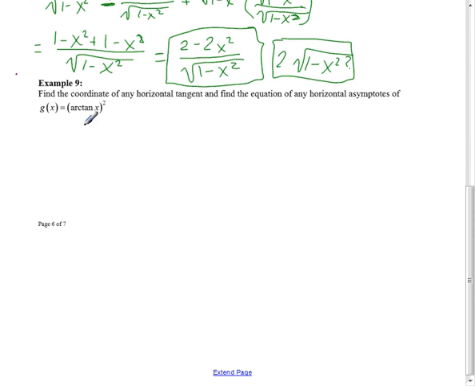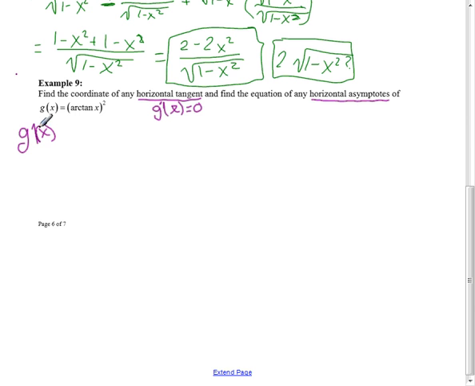Okay, let's get started with example 9 here. We have to find the coordinate of any horizontal tangent, so we know that that implies derivative, and also find the equation of any horizontal asymptotes, which is something we haven't done in a while. Alright, so we'll start off by finding the coordinates of horizontal tangents. Remember, that's where our derivative will be equal to 0. Okay. So we're going to have to take the derivative of this using the chain rule.